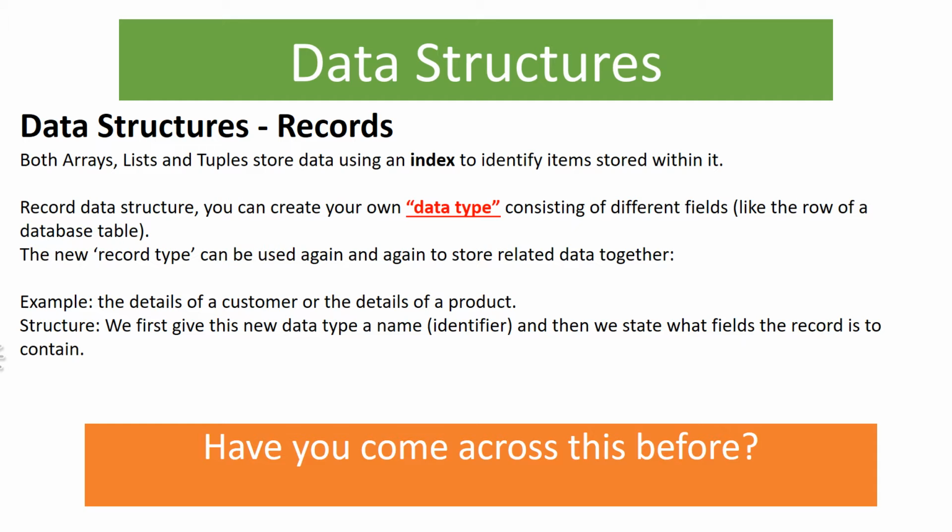Well, the beauty of a record is we can actually change and store our own type of data. That means we can choose the fields in it and what we want to include. So think of this like databases. A new record can be used again and again. Here's an example: details of a customer or the details of products. When we have a database, the customer may have a name, an age. They might have lots of different values associated with them.